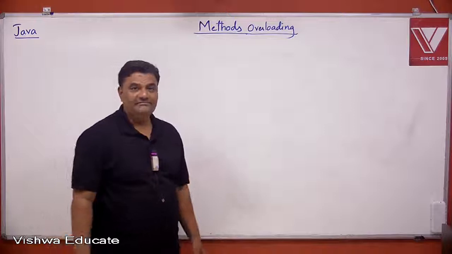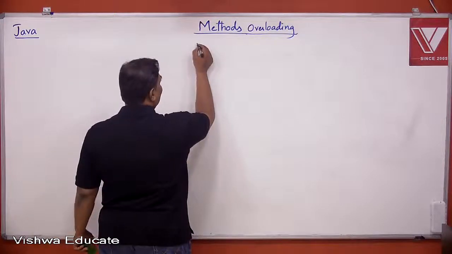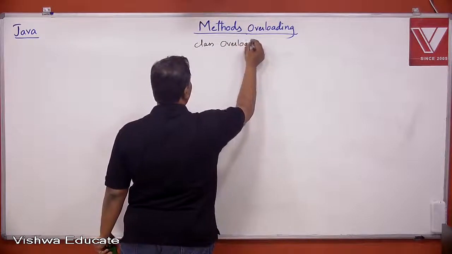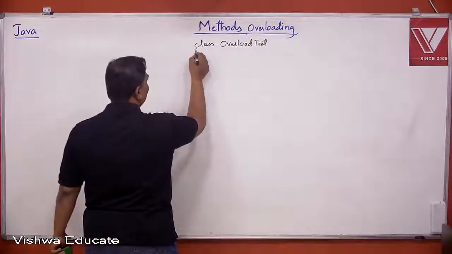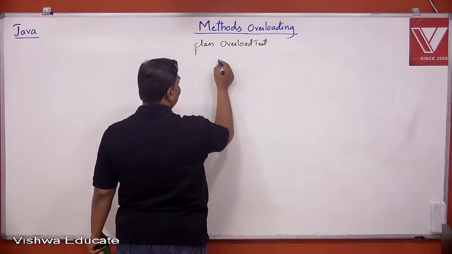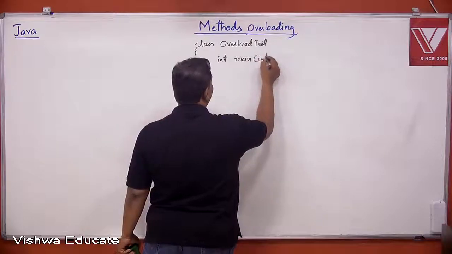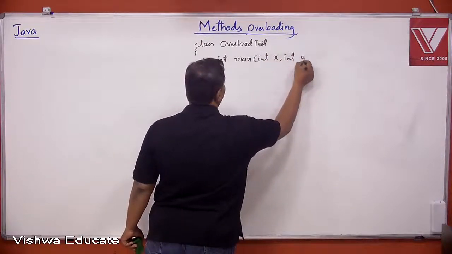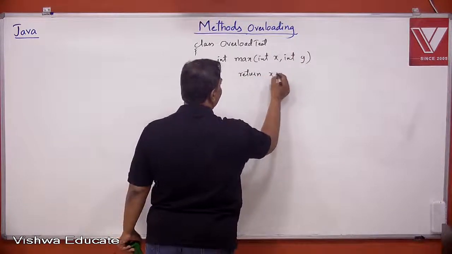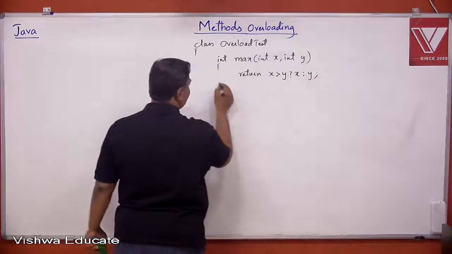Method overloading. Let us see what this is. Class OverloadTest. Now inside this class, I will write one method for finding the maximum of two integers. Already we have done this one. I am writing it again. Return x greater than y, then return x, otherwise y. That's it.